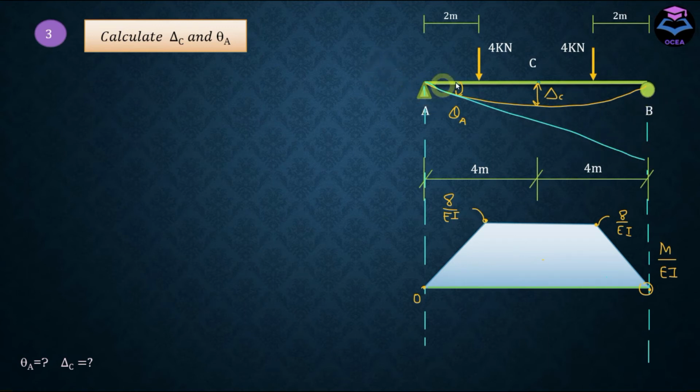Now first we are going to try to determine this theta A. In order to find this theta A, we need to apply the second theorem of the moment area method, which says that in order to find the vertical deviation at any point on the elastic curve from the tangent extending from another point, if you want to find this TBA, you need to take the moment of this M over EI diagram with respect to this point.